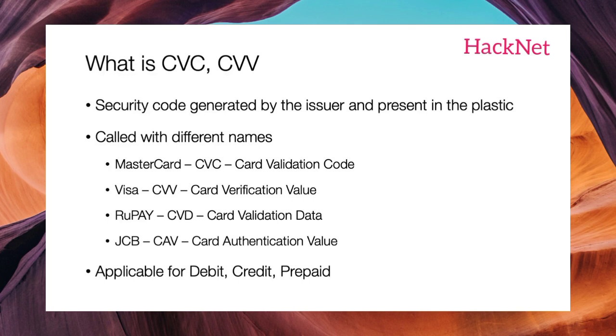This CVC is called by different names across various schemes. For example, in MasterCard it is called CVC, card validation code. In Visa it is called CVV, card verification value. In RuPay it is called CVD, card validation data. In JCB it is called CAV, card authentication value. It is used for all types of cards: credit, debit, prepaid cards, etc. Usually the CVC is a 3-digit value. However, for Amex it is a 4-digit value called the card identification code.